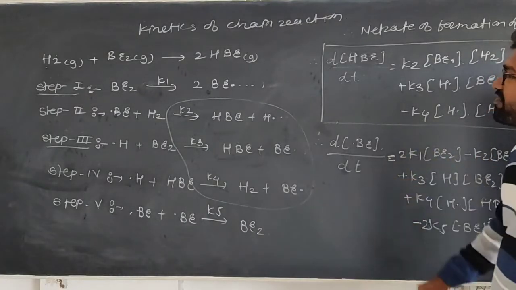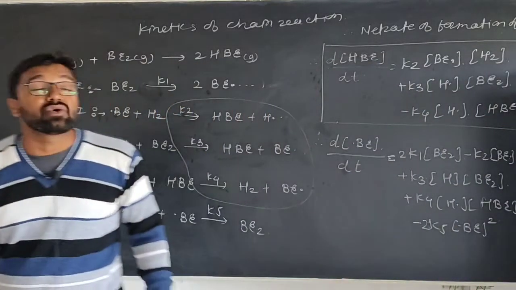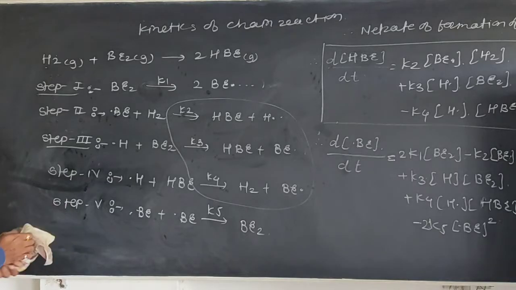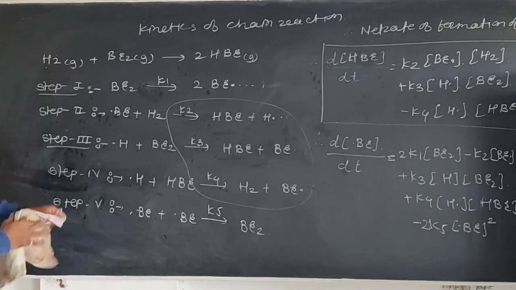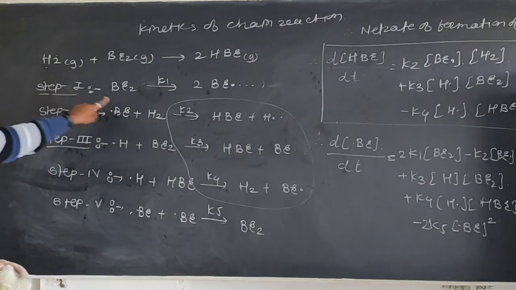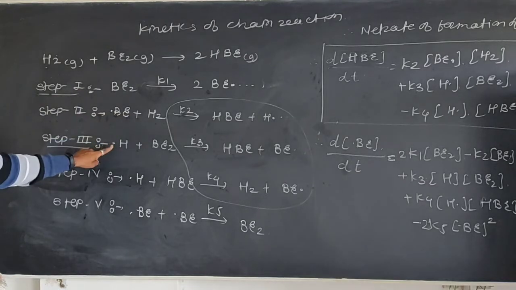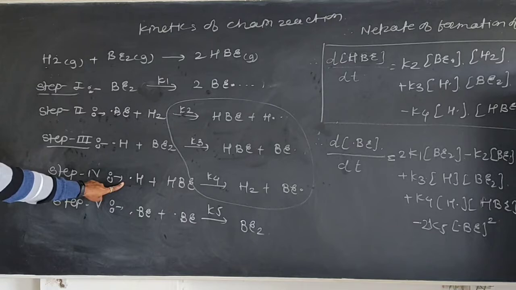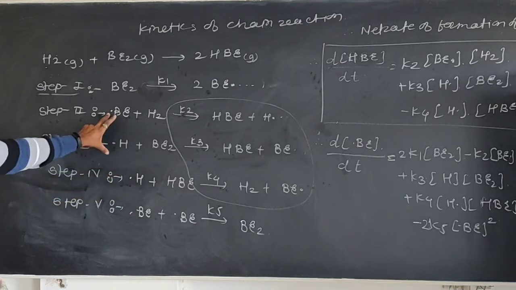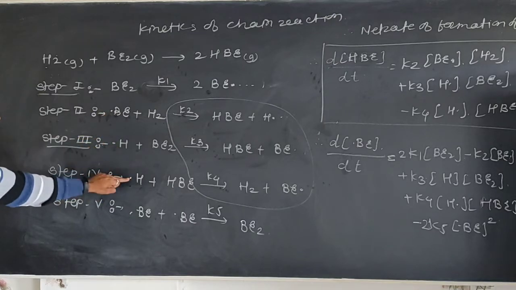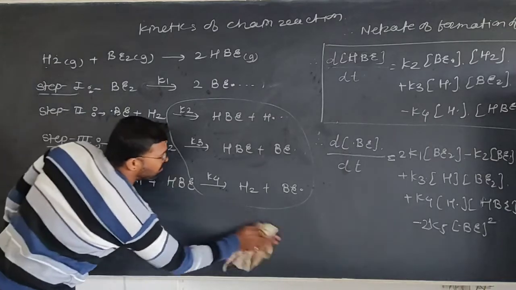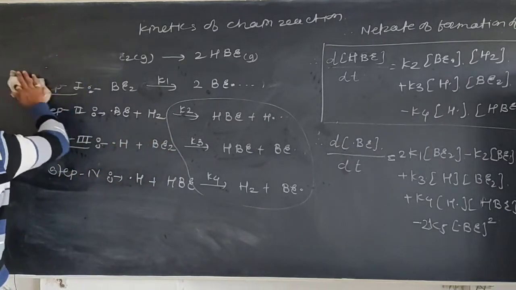Now, to find the concentration of hydrogen radical, according to the steady state approximation, the hydrogen radical is formed in the second step, consumed in the third step, and consumed in the fourth step. That means you have to use the second, third and fourth steps. Therefore, I rub these two steps.